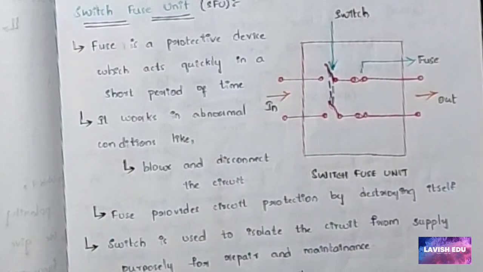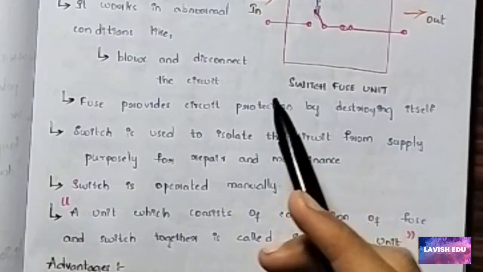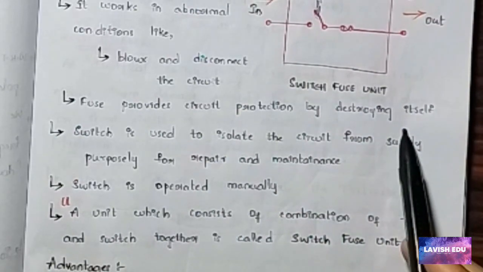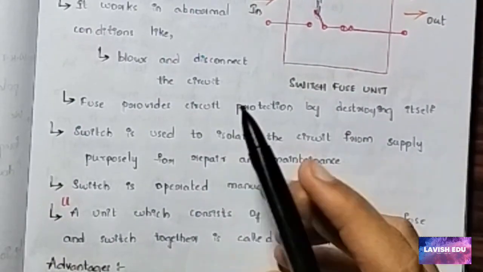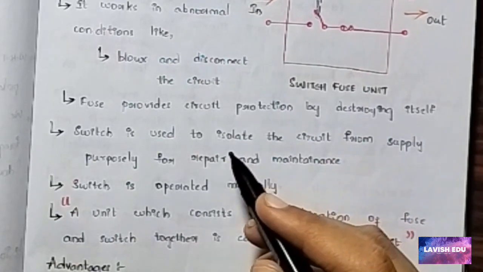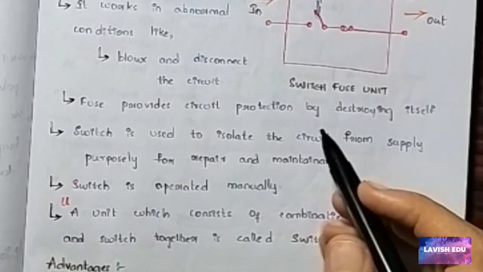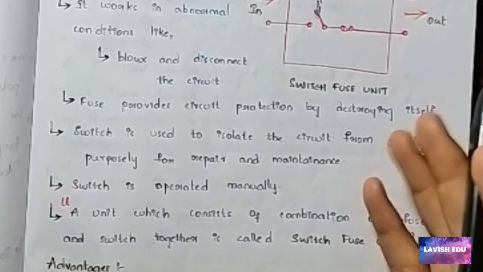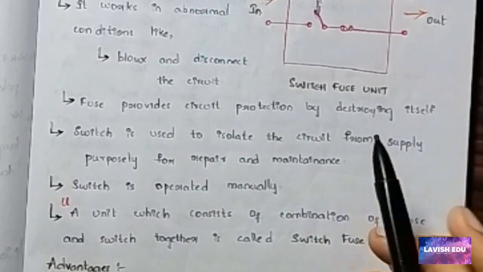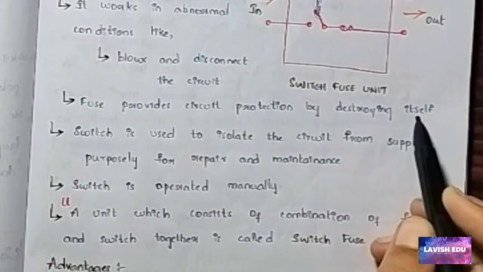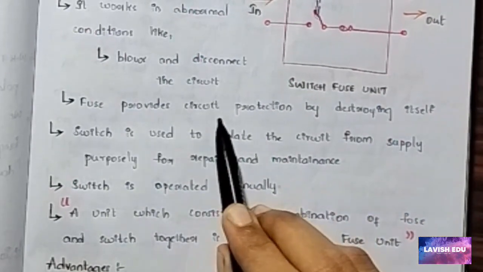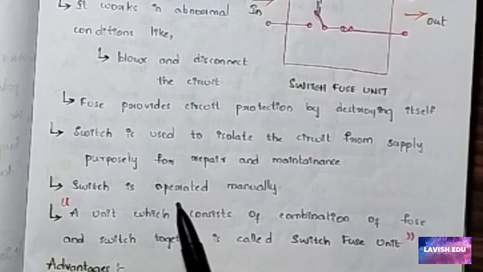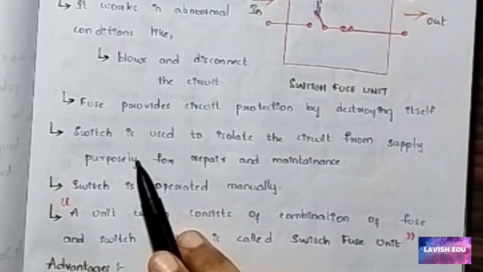Next point. Fuse provides circuit protection by destroying itself. So the main feature of a fuse is that it provides protection, but the disadvantage is it destroys itself, and then it gives protection. This is all about the fuse. Now we will see about the switch.